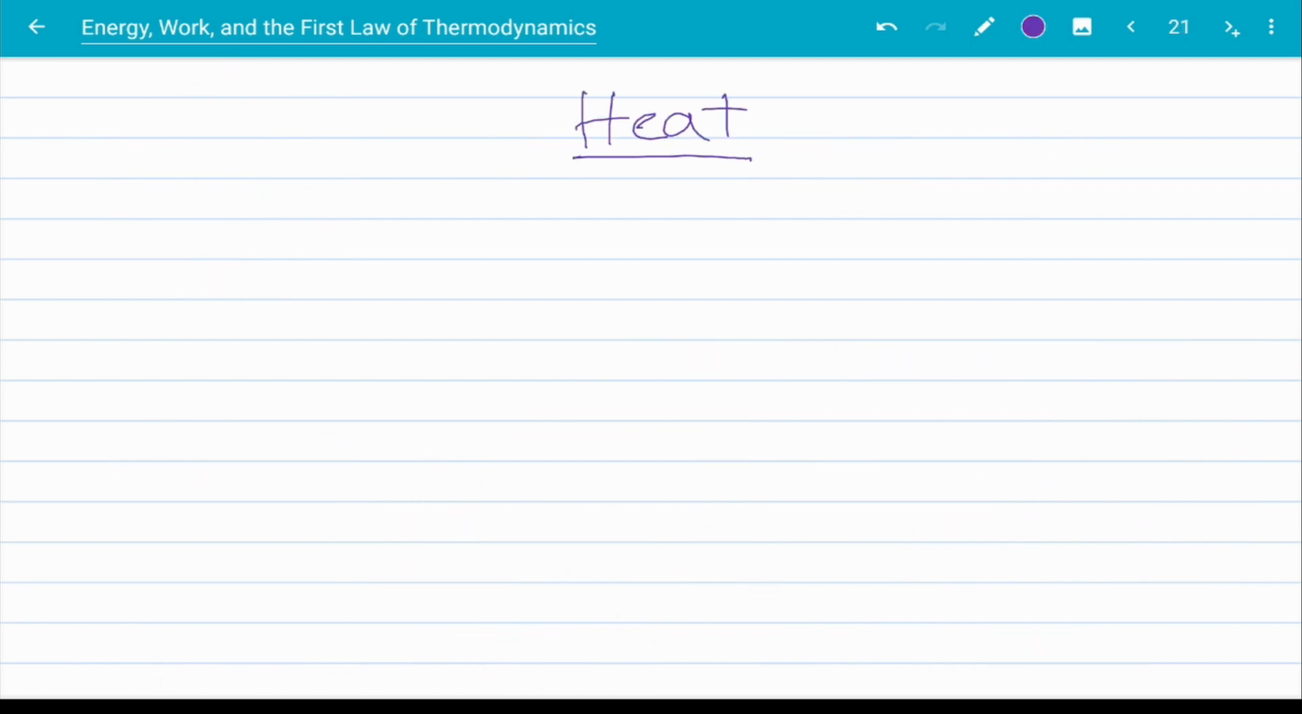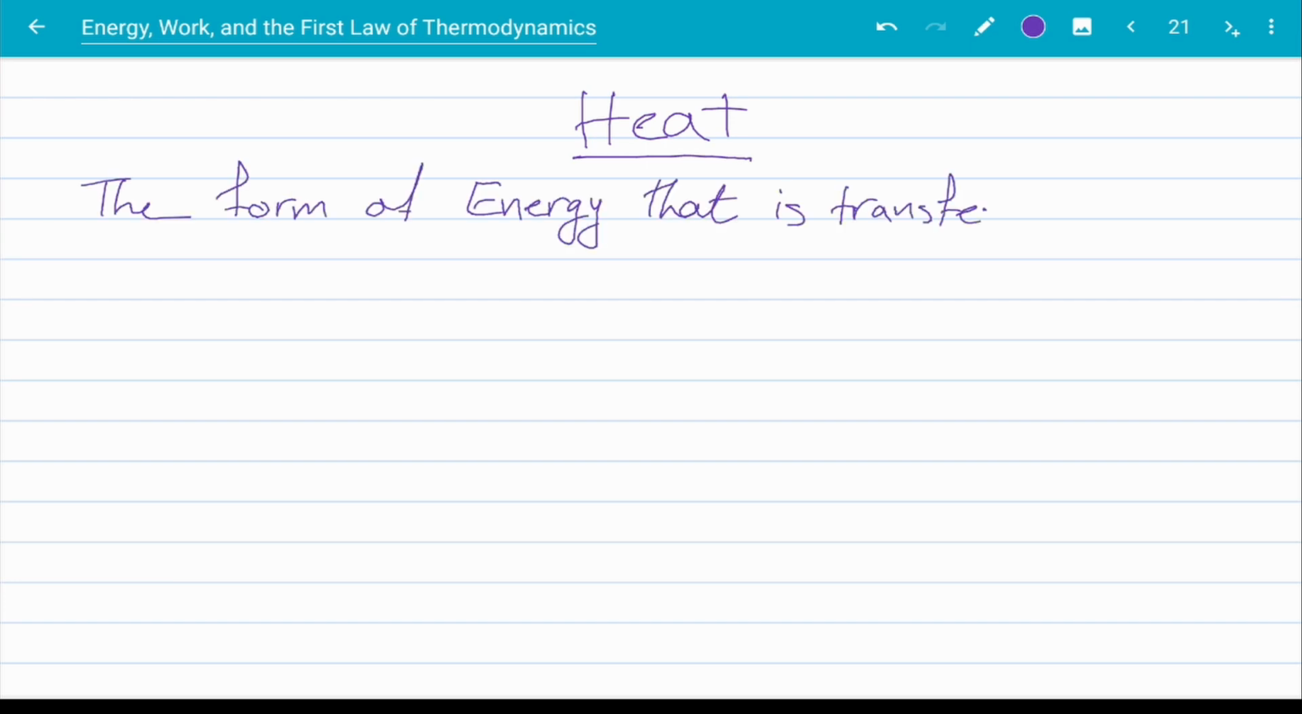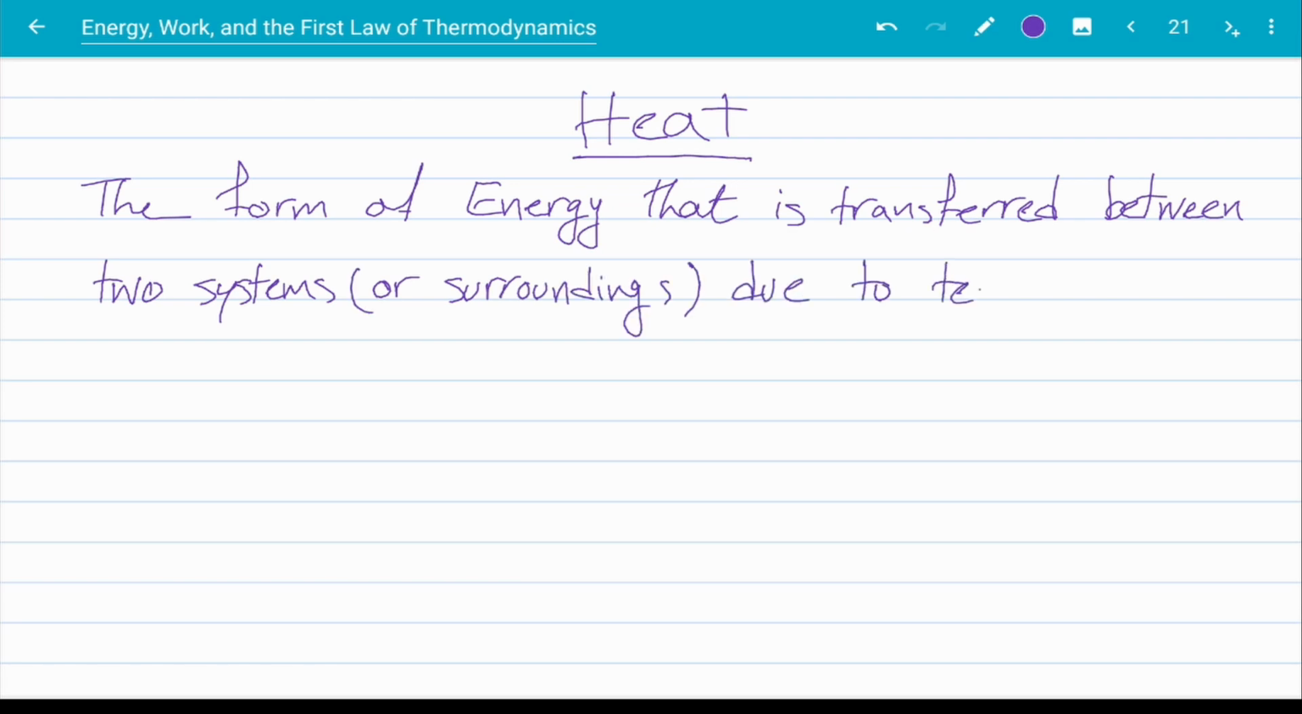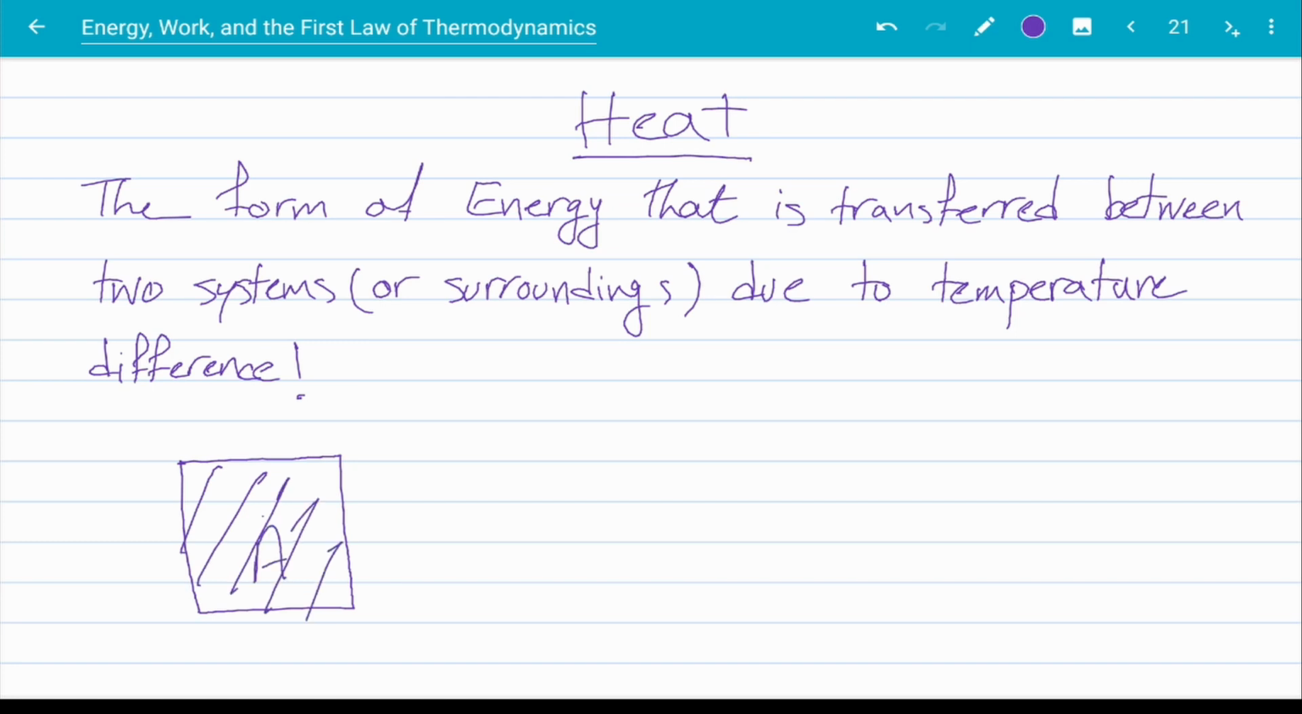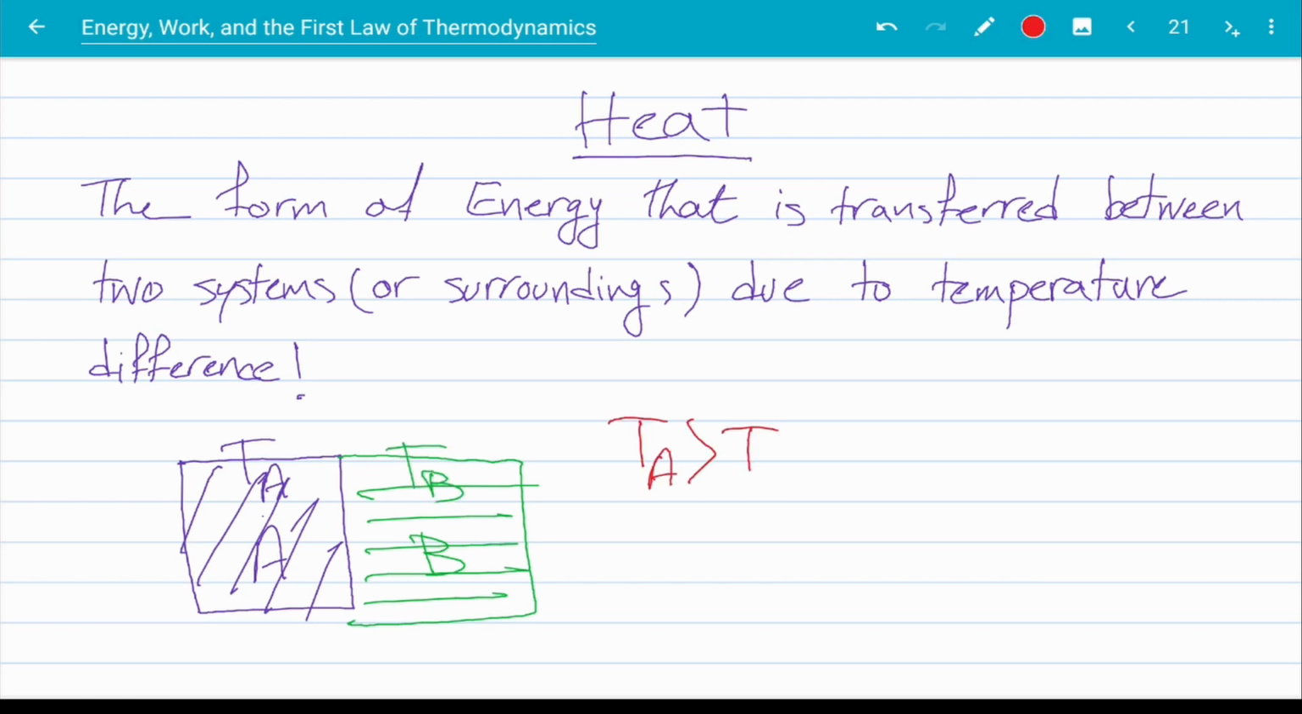All right. Let's talk about heat. The form of energy that is transferred between systems or between a system and its surroundings due to temperature difference is called heat. So, for example, take blocks A and B here. Each has their own temperature, temperature of A and temperature of B. If TA is greater than TB, then energy flows from A to B until TA and TB are equal and the transfer stops. This energy is called heat.